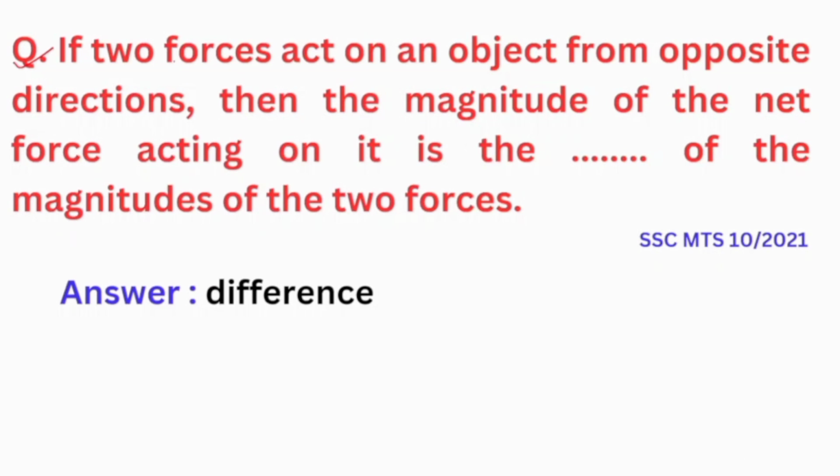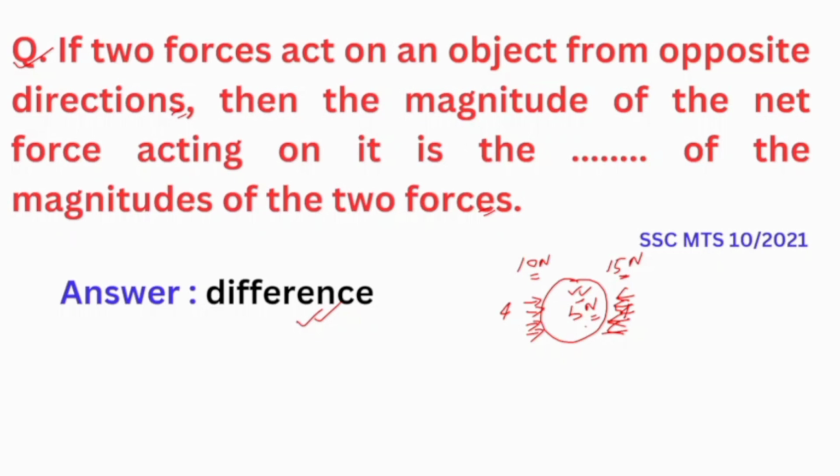Next is, if two forces act on an object from opposite directions, then the magnitude of the net force acting on it is the dash of the magnitudes of the two forces. Answer is difference. Let's understand it. Let's say there is a large stone and four people are pushing from this side with a force of 10 Newton. And here other four people are pushing from the opposite direction, and they are applying a force of 15 Newton. Then what is the net force acting on this large stone? The net force is 5 Newton.